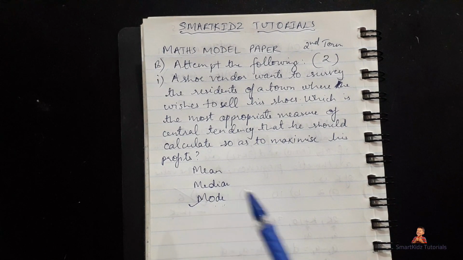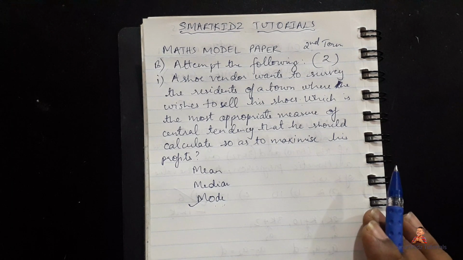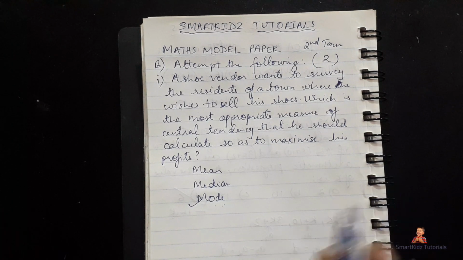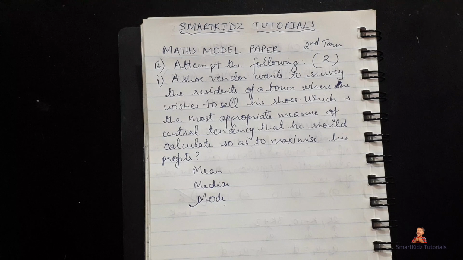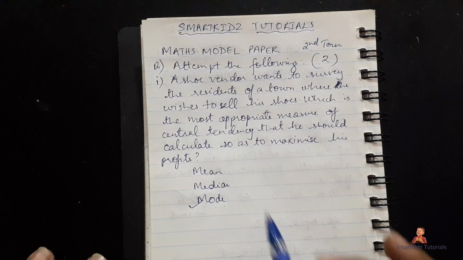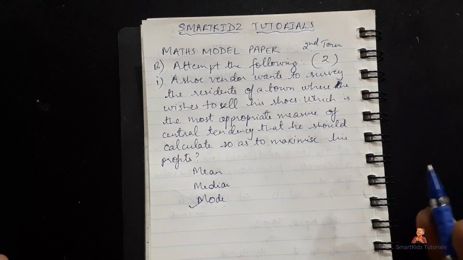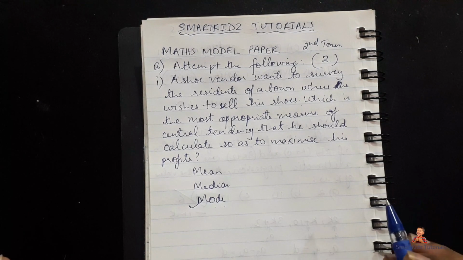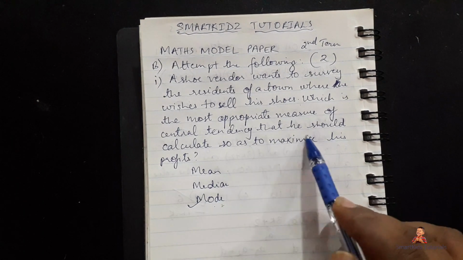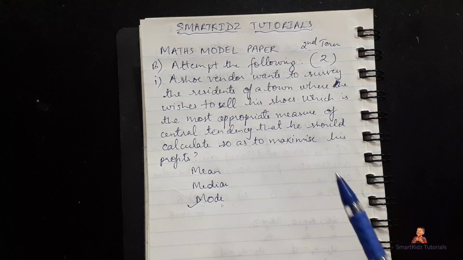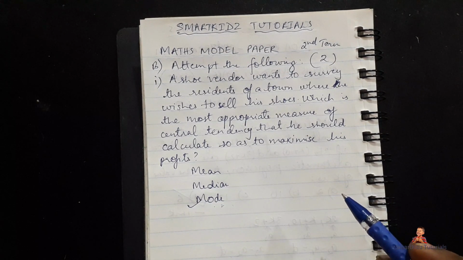Whereas the mean will give him a rough idea, but it will not give him a pinpoint as to which particular shoe is selling like hotcakes and that he should stock only that for maximum profit. And the median is definitely not the case over here. We are not looking at a particular value in the middle. So the mode will be the correct choice. This will allow the shoe vendor to maximize his profit.